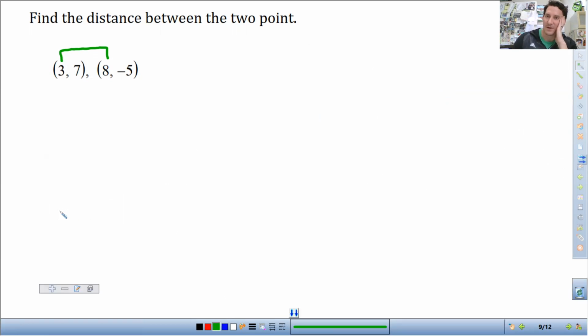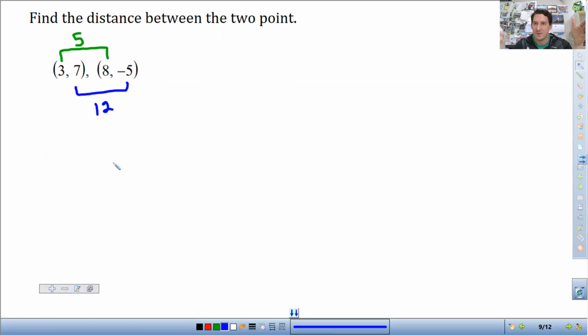How far would you have to count on a number line to get from 3 to 8? You would count 5. Right? Then think about how far it is from 7 to -5. How far apart are those on a number line? If you had a number line, you'd count, and those are 12 apart.